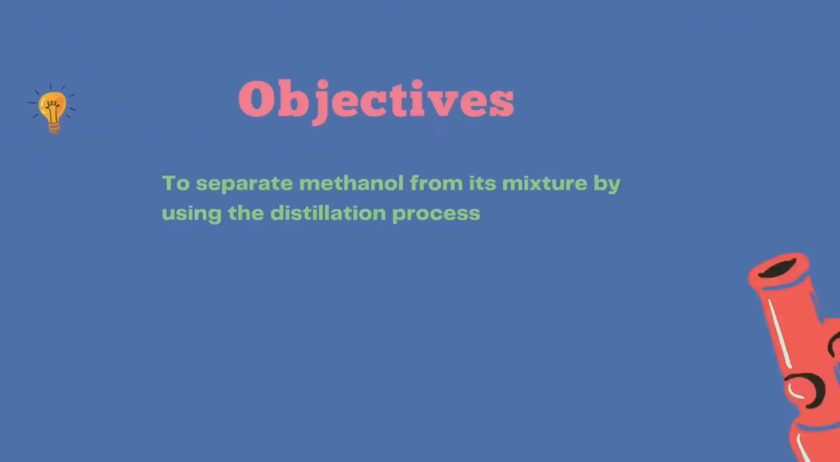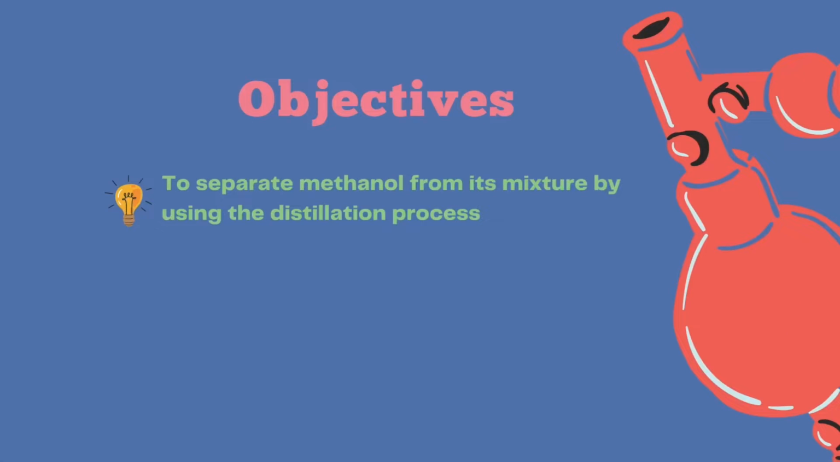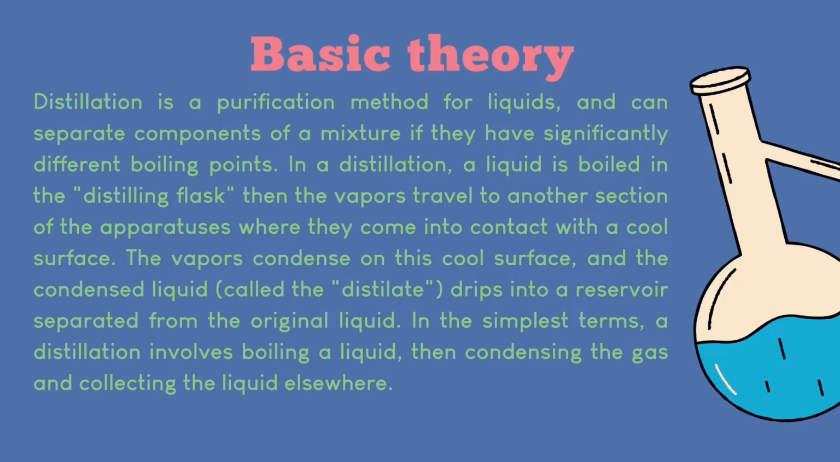We are going to do an experiment about distillation. So let's get started. The objective of this experiment is to separate methanol from its mixture by using the distillation process. Basic theory. Distillation is a purification method for liquids and can separate components of a mixture if they have significantly different boiling points. In a distillation, a liquid is boiled in a distilling flask.